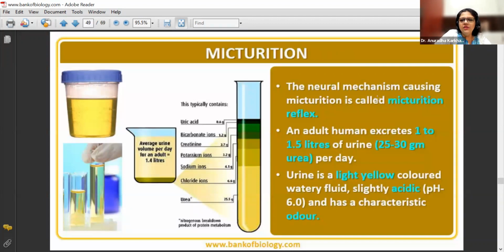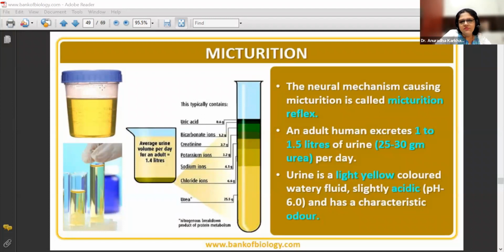So the neural mechanism causing micturition is called the micturition reflex. An adult human excretes 1 to 1.5 liters of urine per day. That is, around 25 to 30 grams of urea is thrown out of our body. Urine is a light yellow colored, watery fluid, slightly acidic, and has a characteristic odor. So this is the way the urine is collected into the bottles.